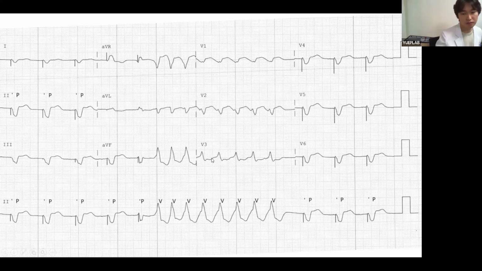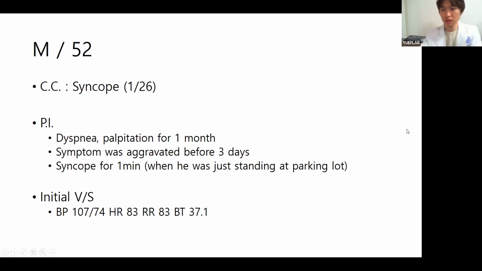Next slide. This patient, a 52-year-old male, his complaint was syncope. He had dyspnea and palpitation for 1 month. Symptoms were aggravated for 3 days. Syncope for 1 minute when he was just standing in the parking lot. What does 1/26 mean? It's January 26.